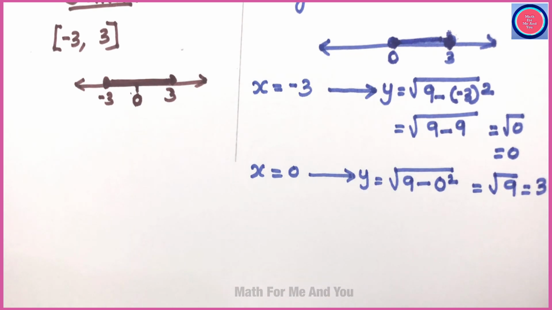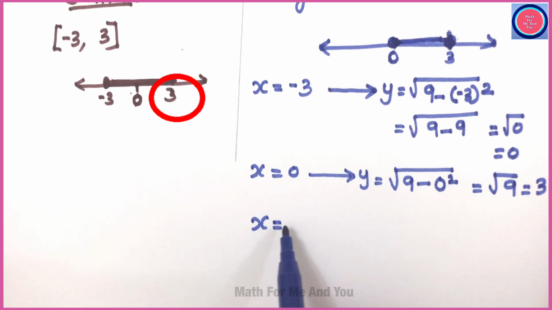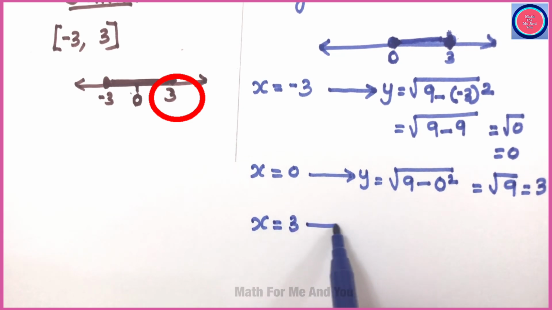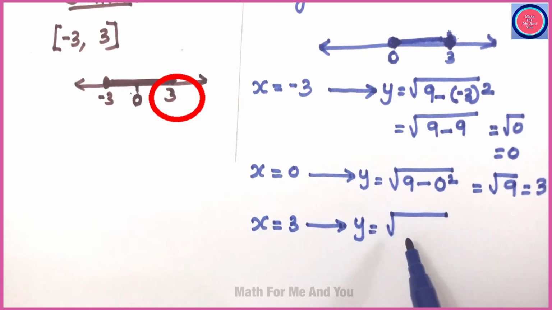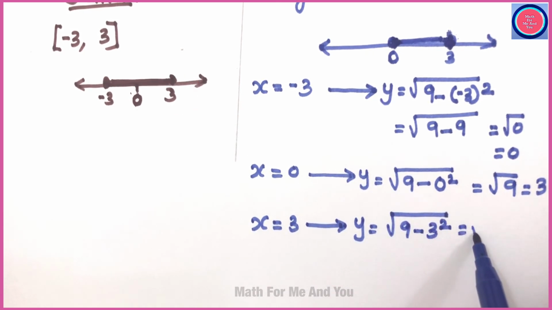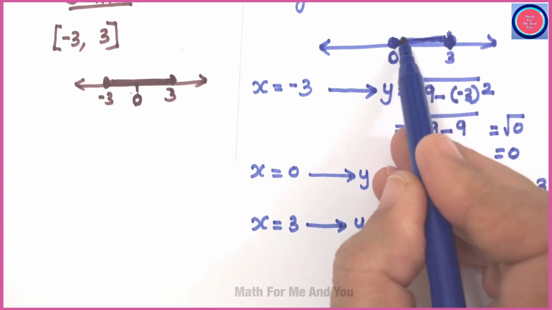One more value is there to put for x, that is the maximum value. x equals positive 3. When x takes the value 3, what answer do we get for y? y is equal to root of 9 minus 3 square. That is root of 9 minus 9. How much is it? It is 0. That means root 0 is 0. So again, y gets the value 0.